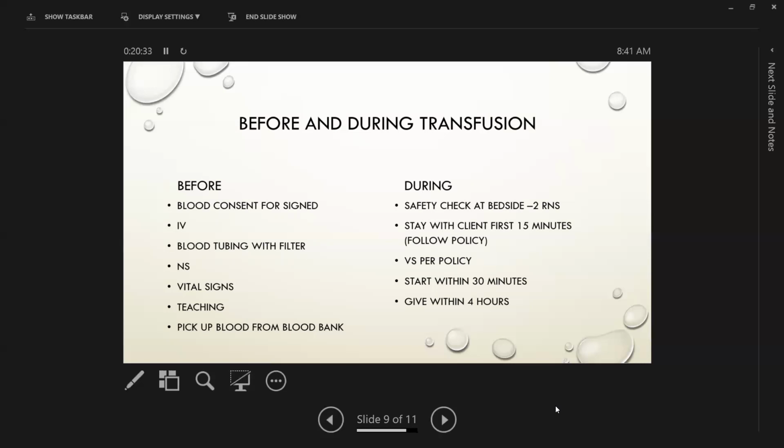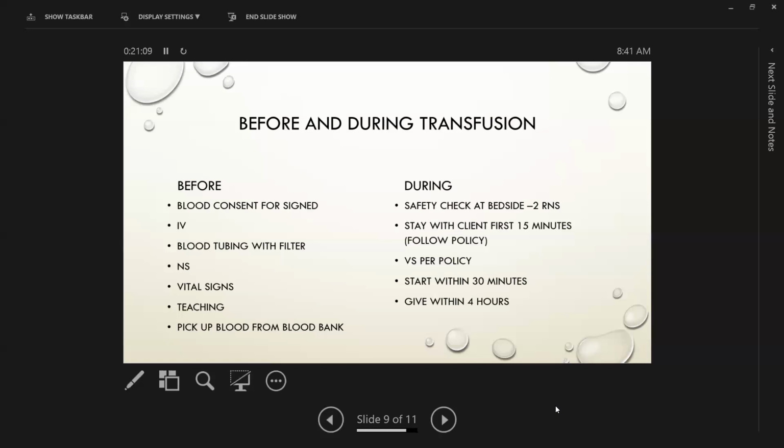You have to have specific blood tubing that has an inline filter. You cannot use regular IV tubing. You have to use blood tubing, which has a specific inline filter. The tubing is primed with 0.9% normal saline. We need to ensure that we get vital signs prior to going down to get the blood. We need to know about vital signs prior, because if your client is febrile or having an alteration in those vital signs, we need to know that before we start the blood so that we can ensure that they're not having a reaction to the blood.